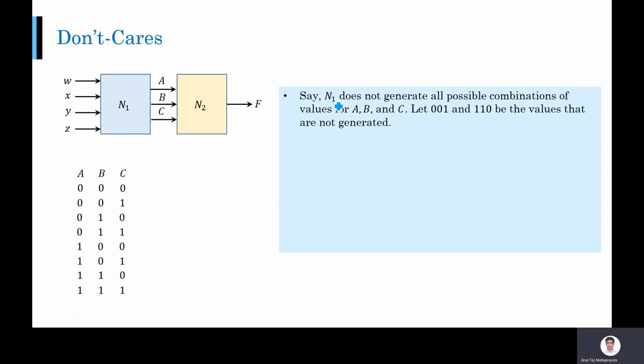So let us say that N1 is not generating all the possible combinations of values for A, B, and C. What are the possible combinations? These are 3 variables, so you can have combinations from 0, 0, 0 to 1, 1, 1. That is, you have these 2 to the power of 3 combinations. So whatever is inside this circuit, imagine a scenario where it is not generating all these combinations. Let us say 0, 0, 1 and 1, 1, 0 are the values that are not being generated by N1.